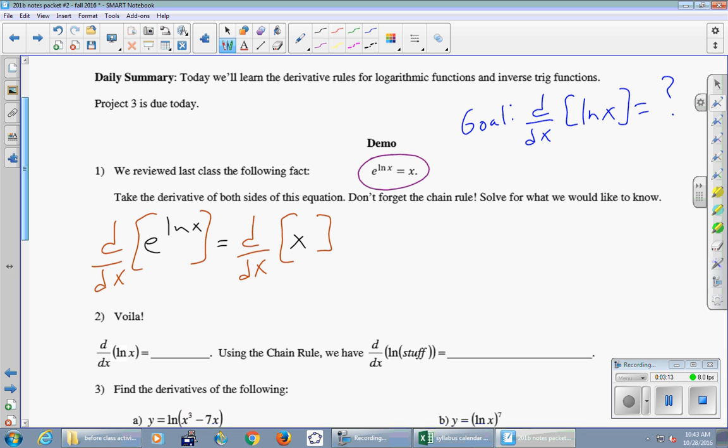All right, let's start on the right-hand side. Derivative of x is 1. Now we'll tackle the left-hand side. It's tempting to just replace e to the ln of x with x, which is valid, but it's not going to help us. So we're going to keep it in this funny form. And this to me looks like e to some stuff. And that's an old rule for us. What's the derivative rule for e to the stuff? E to the stuff times derivative of the stuff. So that's what we're going to write here. E to the stuff, e to the ln of x, times the derivative of, what's the stuff?